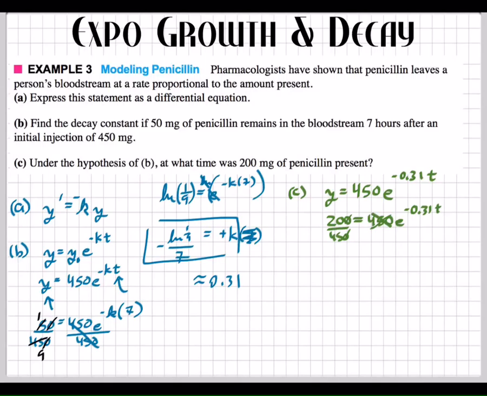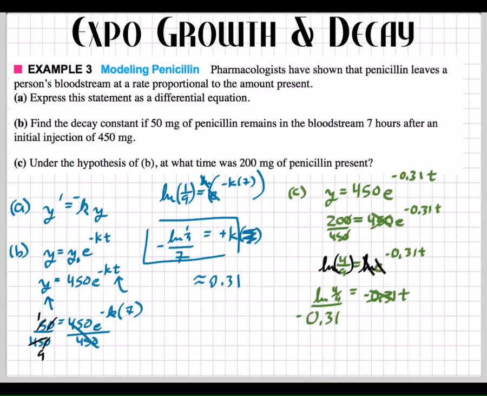Then we simplify this. That's going to be, what is that? 4 over 9 equals e to the negative 0.31 t. We're going to take the natural log of both sides. Now that cancels out with the e, and I'm left with the natural log of 4 divided by 9 equals negative 0.31 t. Now to solve for t, we then divide by negative 0.31.